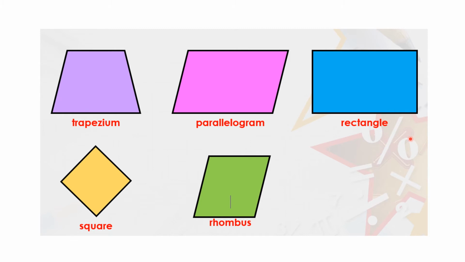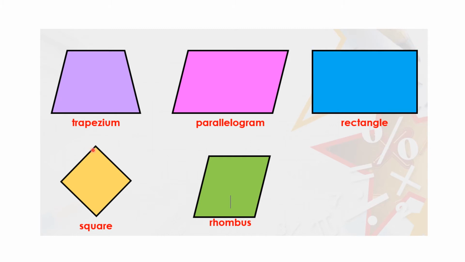Then we have the rectangle. It has 2 pairs, again, of parallel lines, here and here. It has 4 right angles, and it has two pairs of lines that are equal lengths. This line has an equal length to that line, and this one with this one.